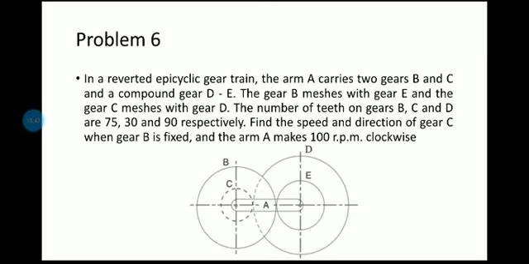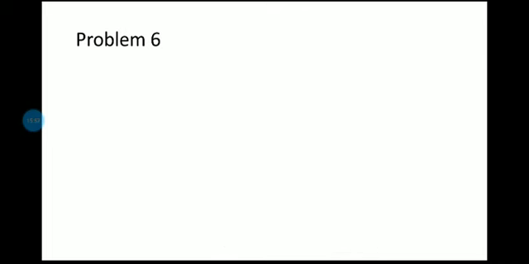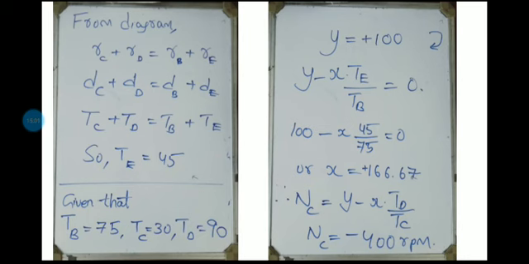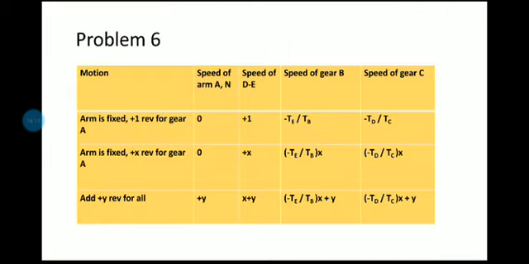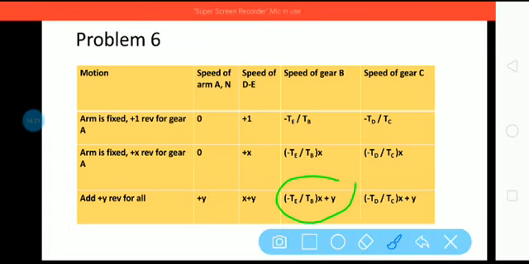In the question, it's given that arm A makes 100 rpm clockwise and B is fixed. So what you can write? Y equal to 100. So here clockwise direction is taken as positive. Remember, clockwise taken as positive. So Y equal to 100. Then speed of B is 0. That is given data. NB equal to 0. So here is the expression for NB. This is the expression for NB. So that should be 0. So you write that equal to 0.